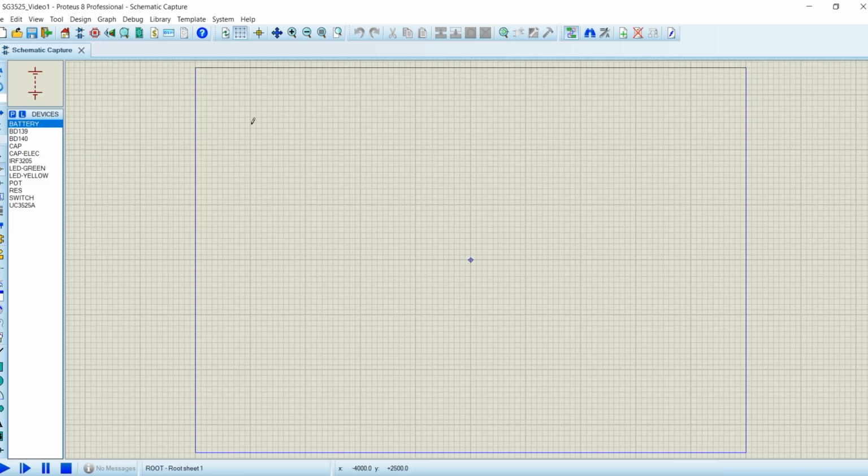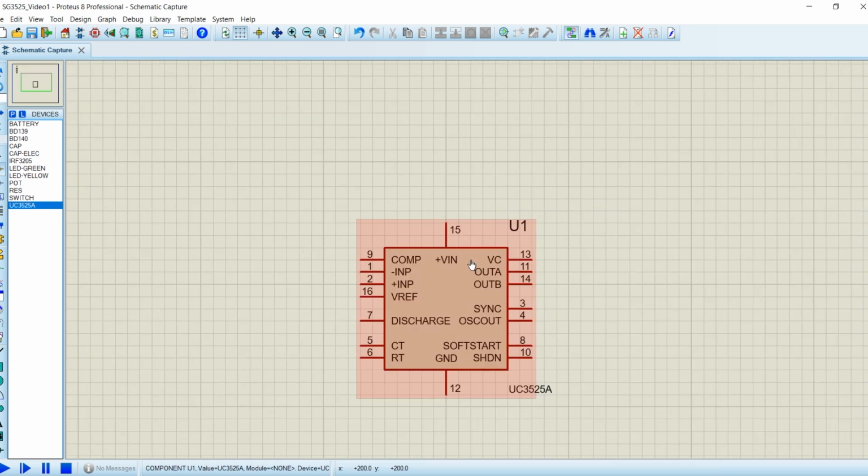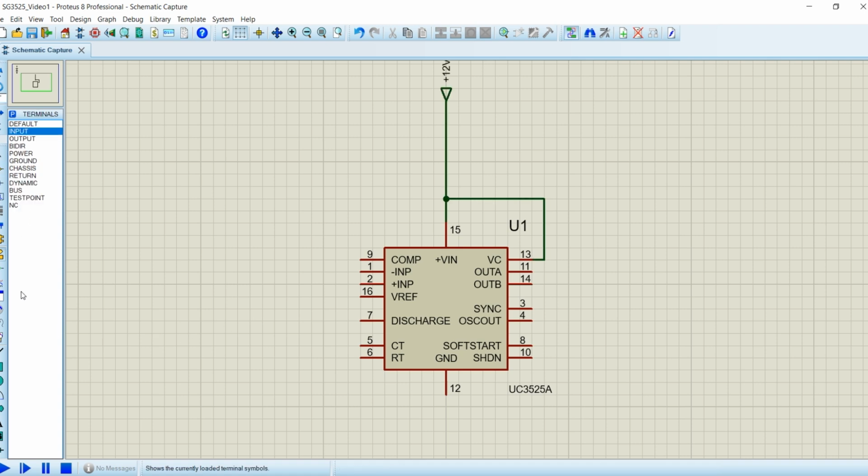To build this circuit in Proteus, from the library, select the UC3525 IC and place it on the schematic. For powering the IC, connect pin 15 VCC and pin 13 VC together to a 12 volt DC supply. Connect pin 12 to the ground.